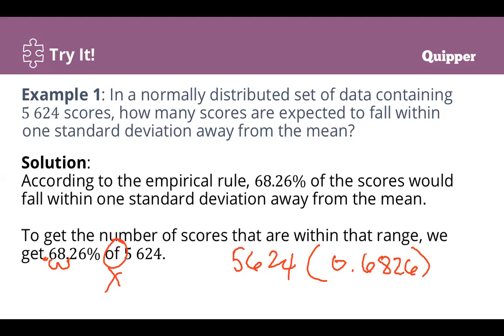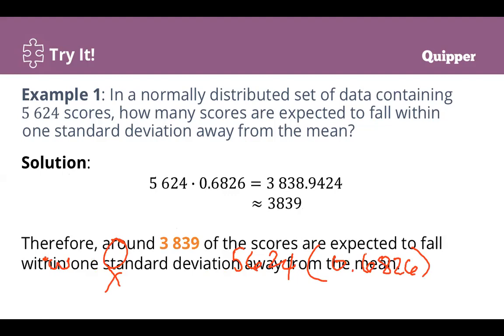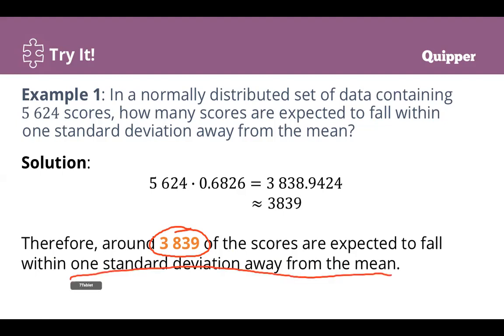5,624. Okay? So if we will multiply them, the approximate answer will be 3,839. Therefore, 3,839 of the scores are expected to fall within one standard deviation away from the mean. Okay? Easy. So, ang pinaka-technique dito is you must know the 3 empirical rules.